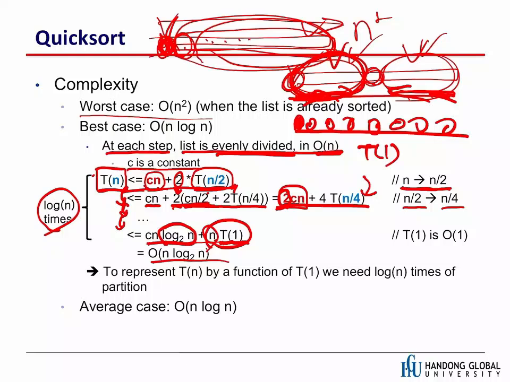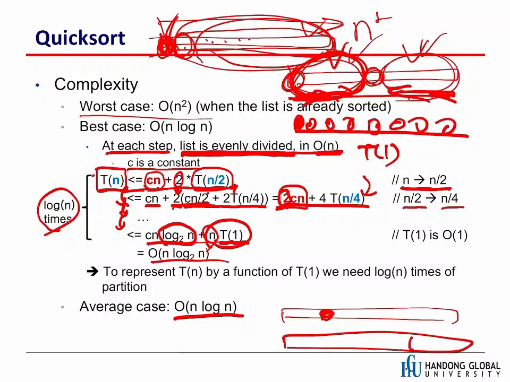Good. So for the best case, where the list can be evenly divided, n log n is the time complexity. And on average, we also have n log n. On average, after the partitioning, maybe the pivot is around here, or sometimes around here. We might have to multiply by some constant, or add some overhead, but on average it is n log n.